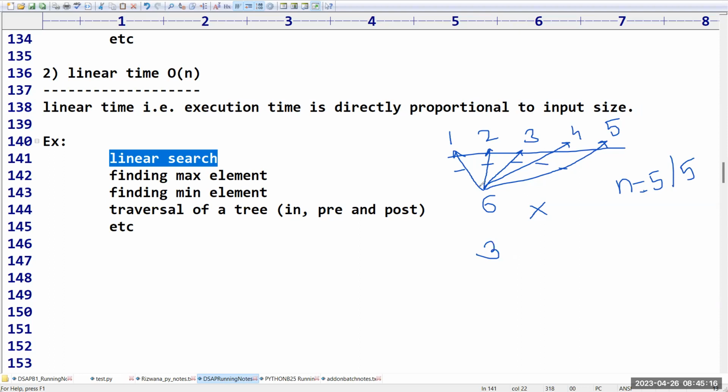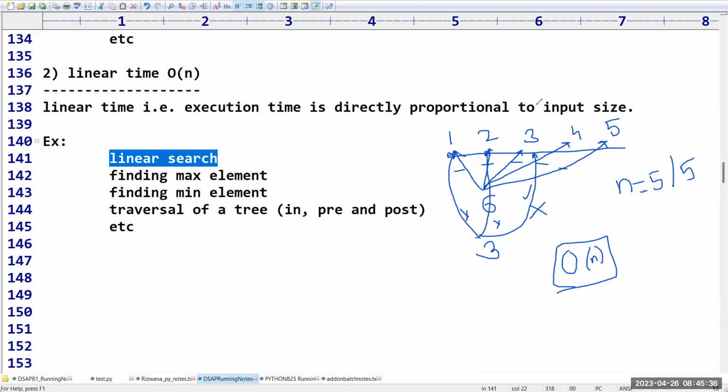Then what will happen? Here we are going to compare with this, search is unsuccessful. Here we are comparing, search is unsuccessful. Here we are comparing, search is successful. But it is going to take big O of n only. Sir, why? Because the maximum number of steps is required. Worst case we are calculating.